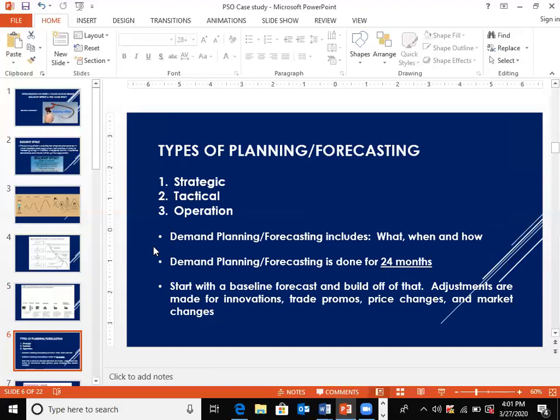The next type of forecasting is tactical. This could be done monthly or quarterly. It's usually up to a year. And over here, you're looking at various things such as your inventory management, the number of employees you're going to be hiring, things along that line.